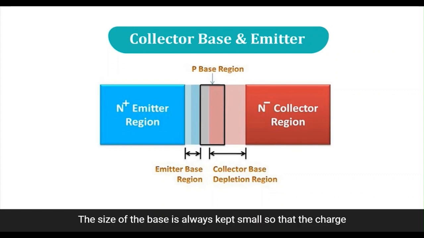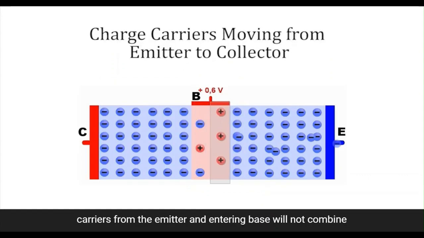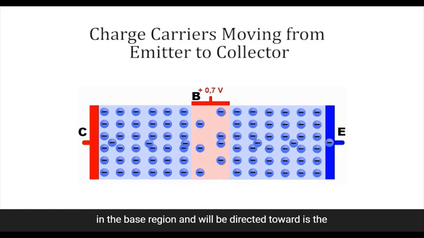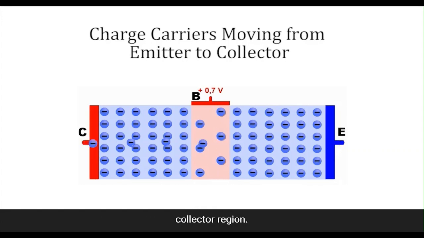The size of the base is always kept small so that the charge carriers from the emitter entering the base will not recombine in the base region and will be directed towards the collector region.